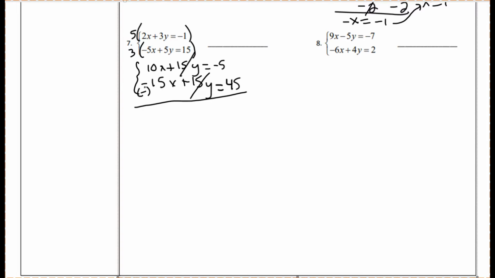Now we have 10 minus negative 15. 10 minus negative 15 makes this into a positive, so this is going to be 25x. Now we have negative 5 minus 45, which is negative 50. Now we can divide by 25 on both sides, and we have x is equal to negative 2.